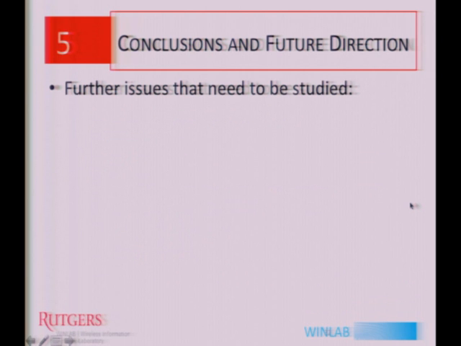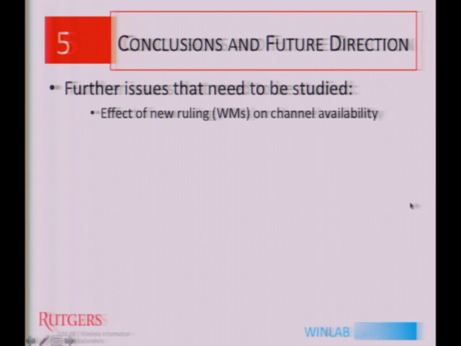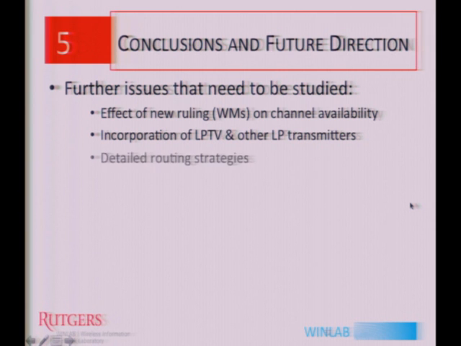Some future work, if this study were to be more complete, would be to take a deeper look at the new ruling for wireless microphones and low power transmissions, and see how exactly that affects this system. At the start of the study, we didn't take LPTVs and other licensed but low power local transmitters into account in our database, so we can add that as another future extension. And the routing strategy that we showed as a first order study could become a detailed study of routing data.